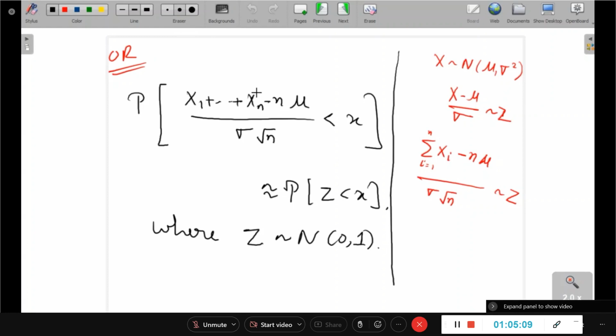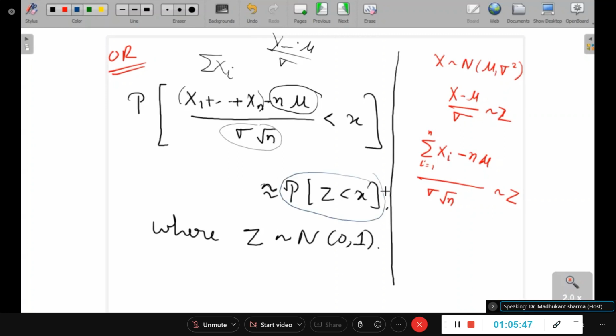Look here, x1 plus x2 plus up to xn. This is the summation of xi. This n times mu is the mean. Sigma root n is the standard deviation. So what we have done is (Y minus mu) by sigma. The central limit theorem says that this will follow the standard normal variate. So this is the information only. The probability that Y is less than x can be approximated by the standard normal variate, probability of Z less than x.